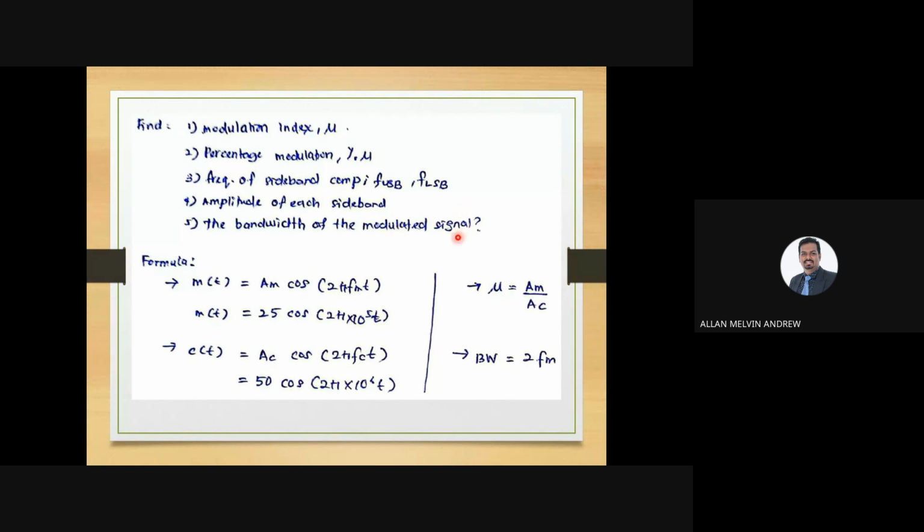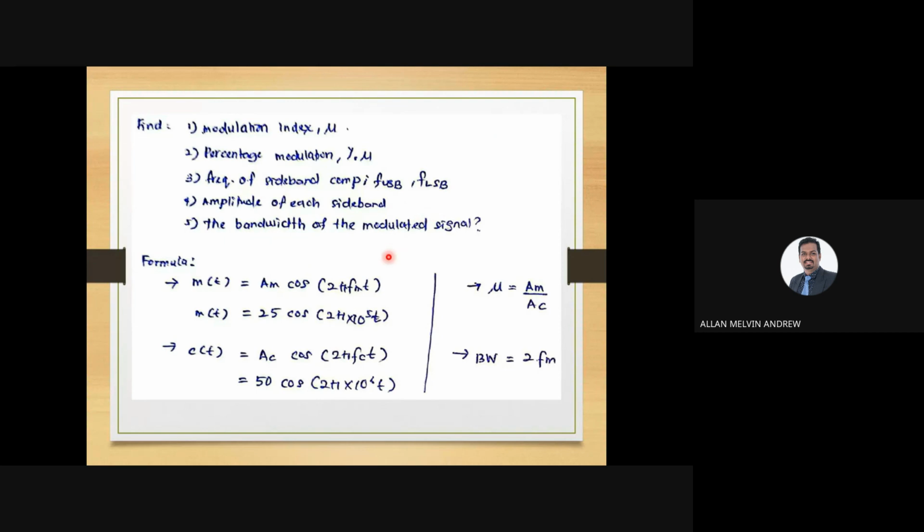So the modulated signal is referring to the modulating signal and carrier signal, so it's a combination. I hope you understand now the differences between these three.